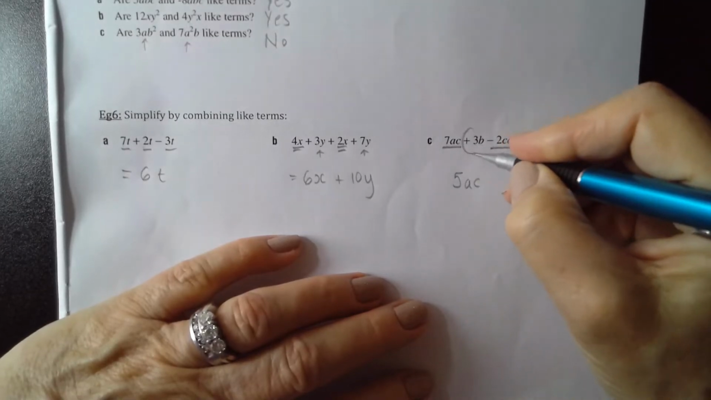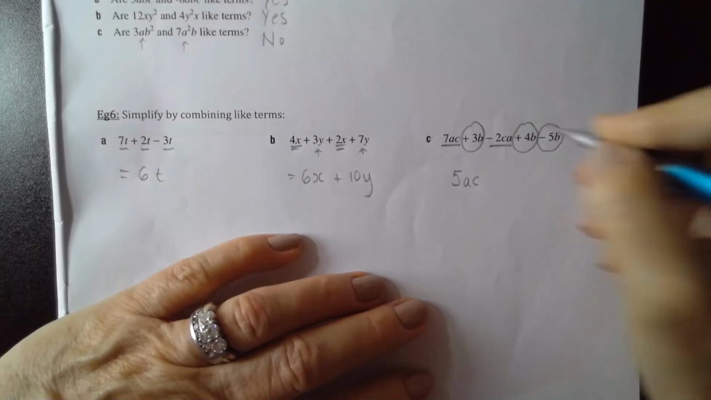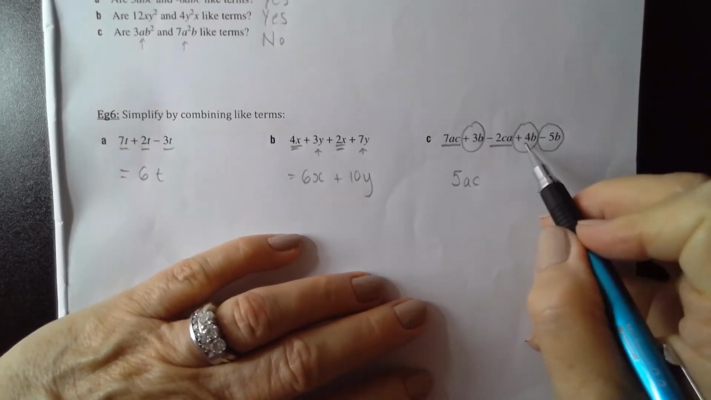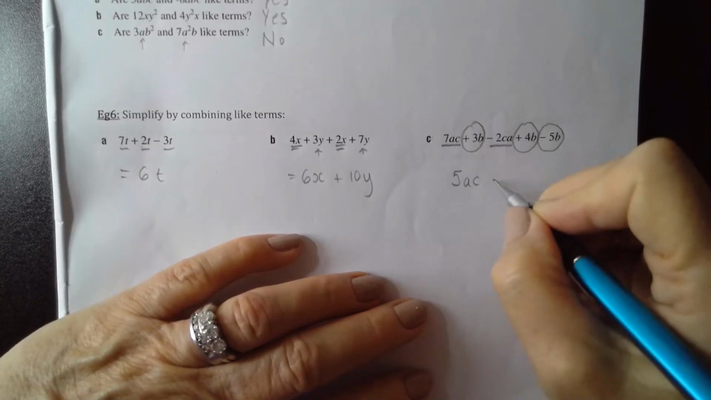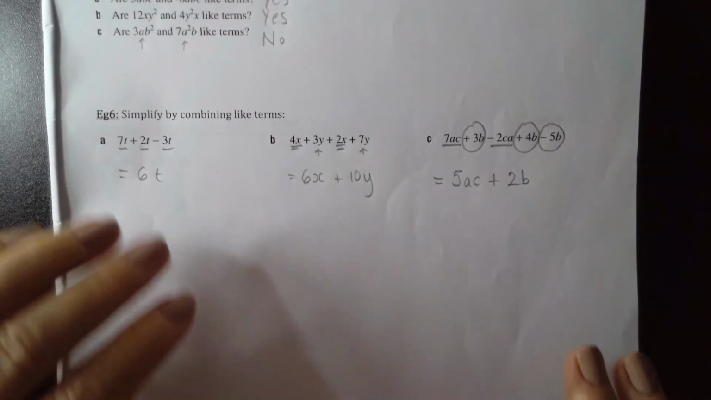Now I've got the B's. I'm going to circle with their sign in front of them. They're all B's. So 3 plus 4 is 7, minus 5 is 2. Okay, that's the work.